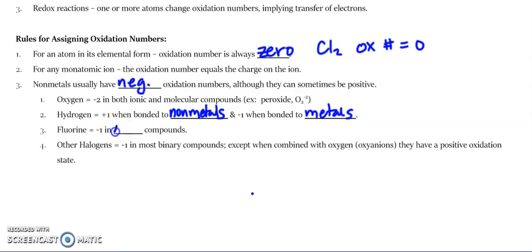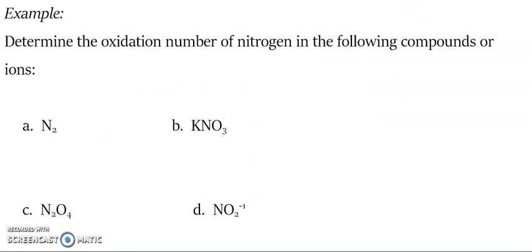Fluorine is -1 in all compounds, and other halogens are typically -1 in most binary compounds, except when they're with oxygen. Then they'll end up being positive. Okay, so let's go through some examples.